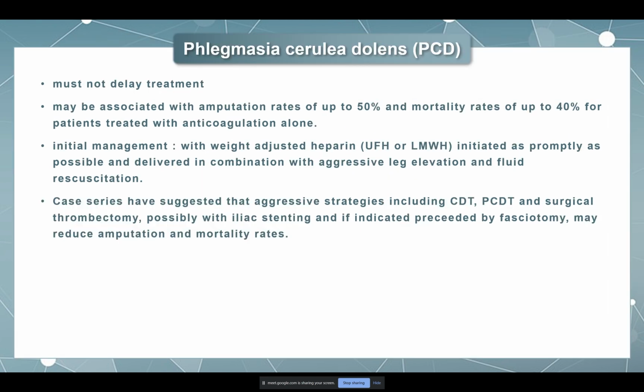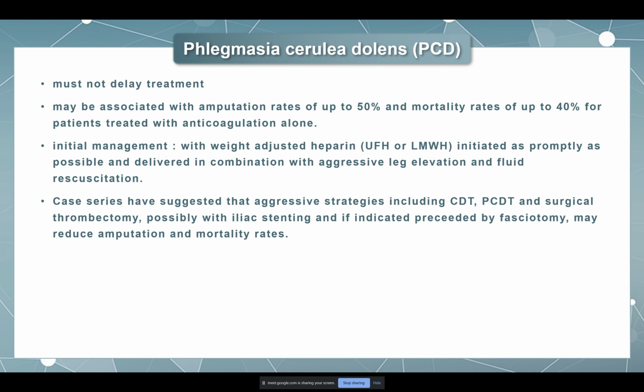Phlegmasia dolens is an emergency, so treatment must not be delayed. The amputation rate may be up to 50% and mortality rate up to 40% for patients treated with anticoagulation alone. So the initial management is with adjusted heparin initiated as promptly as possible and delivered in combination with aggressive leg elevation and fluid resuscitation.